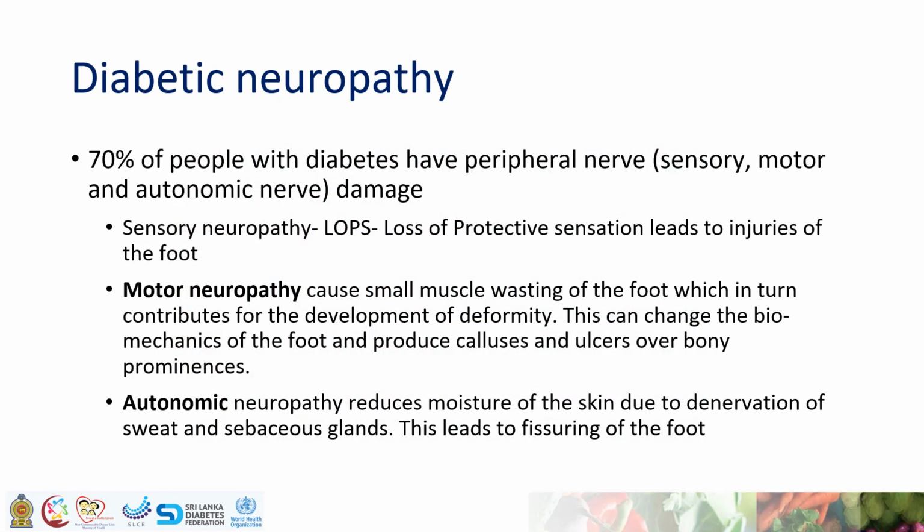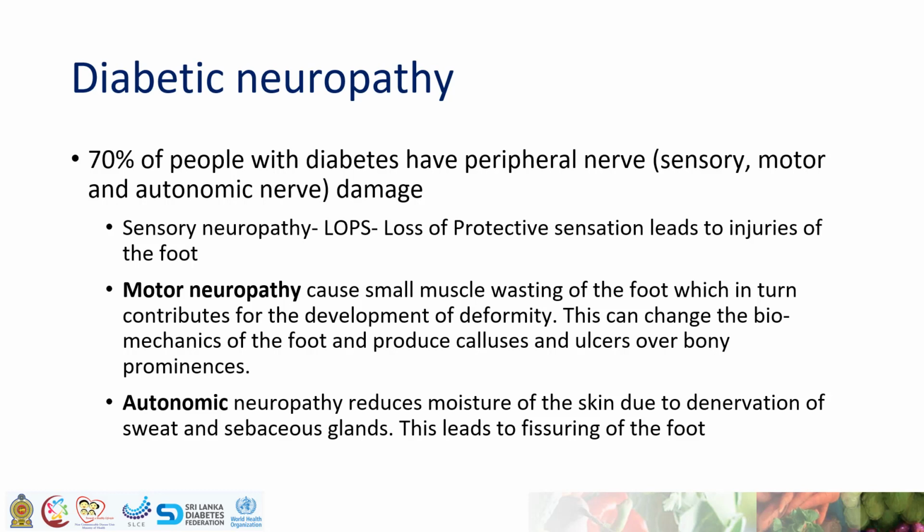Diabetic neuropathy. 70% of people with diabetes have peripheral sensory, motor, and autonomic nerve damage. Sensory neuropathy, LOPS, loss of protective sensation, leads to injuries of the foot. Motor neuropathy causes small muscle wasting of the foot, which in turn contributes to the development of deformity.